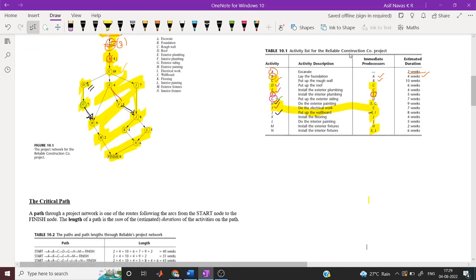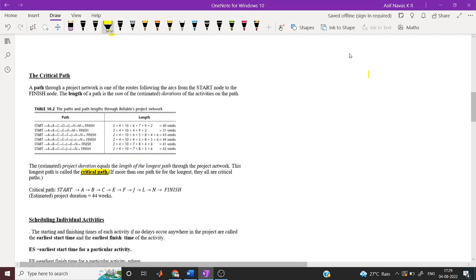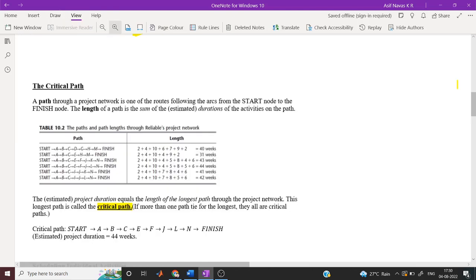Now, critical path. The next topic is critical path. So I will define what the critical path is.